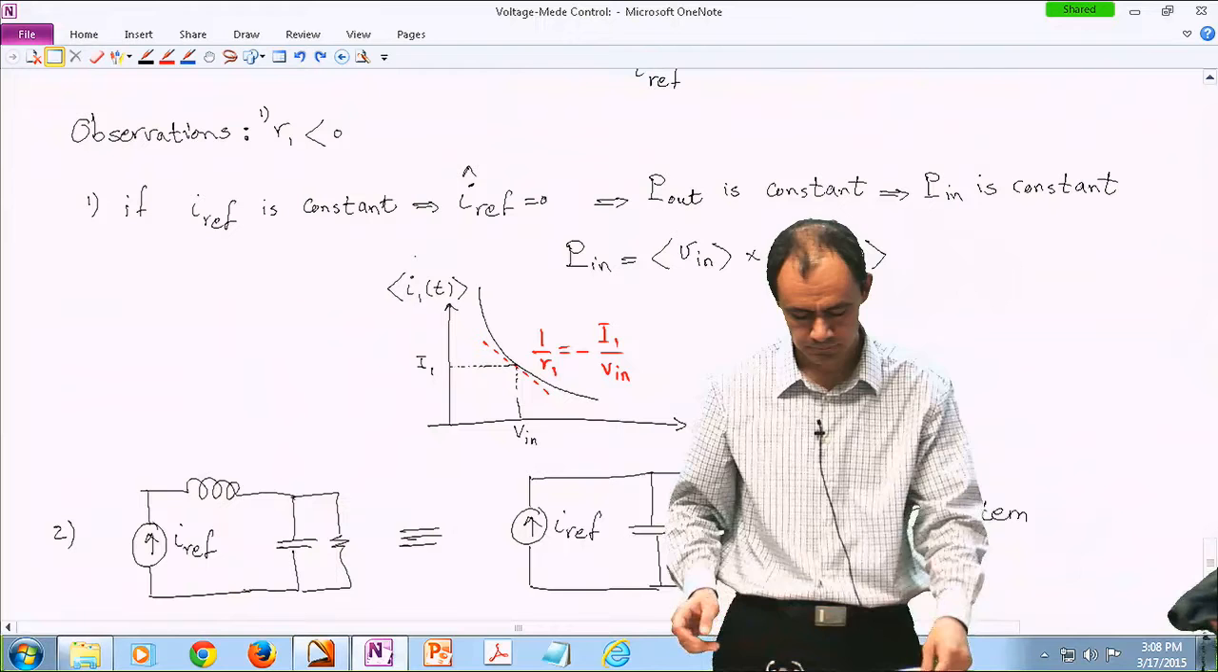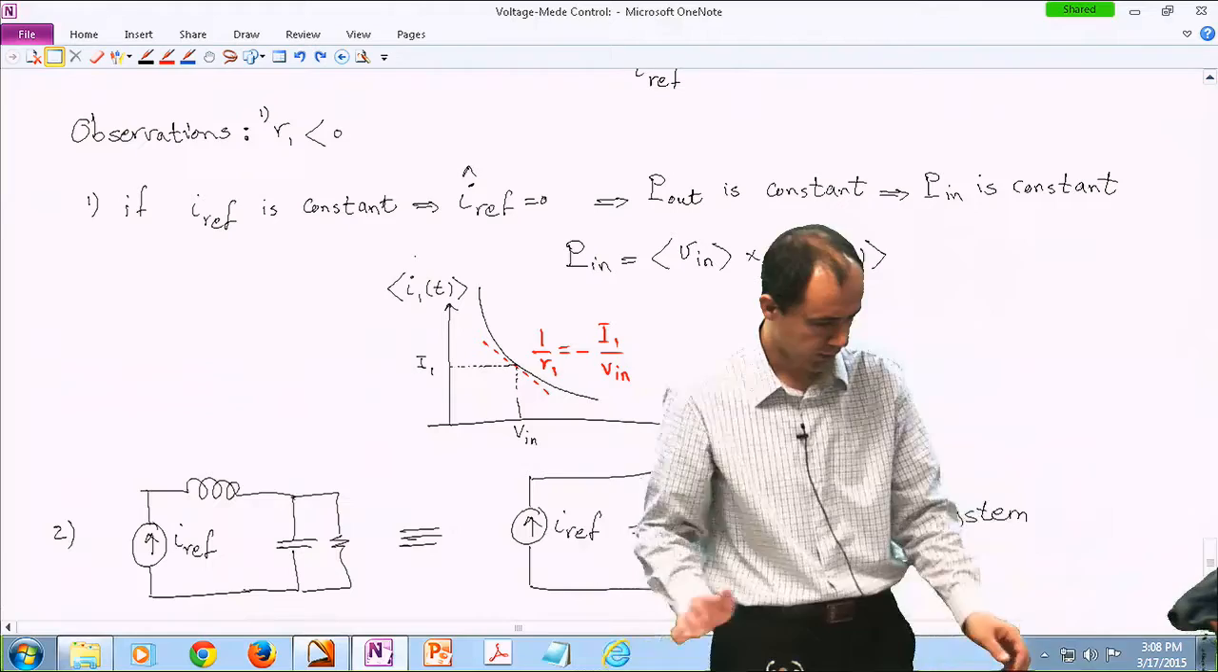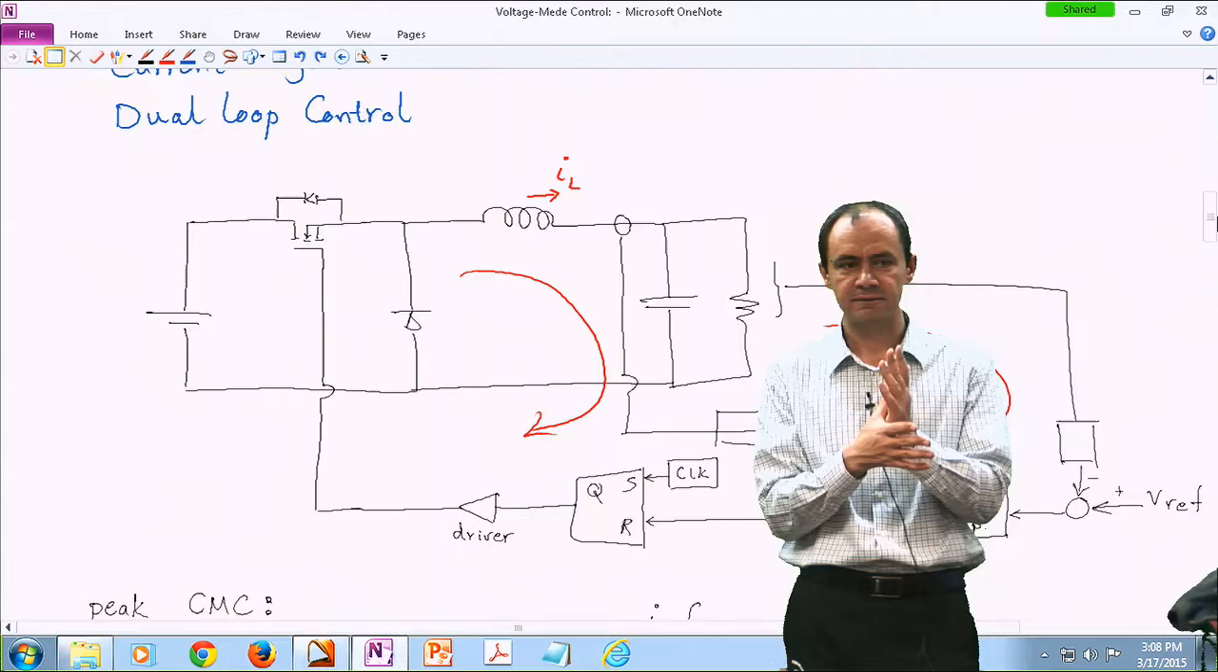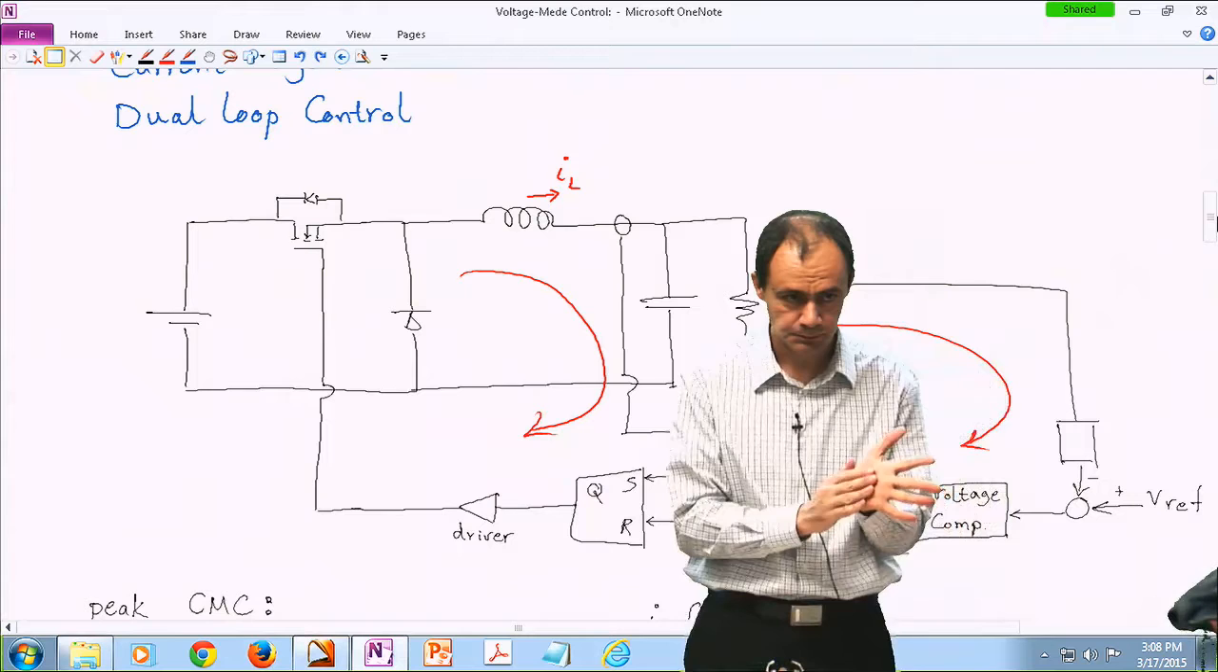For the current mode control, in the control diagram, we took a feedback of the inductor current. And let's say if my load changes now, there's supposed to be some change to the inductor current, and therefore the reference current. How does that get set into the control system? Okay, so the question is.